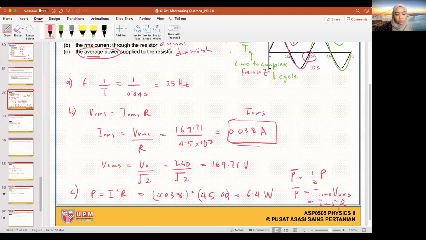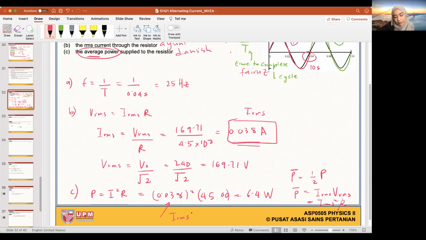So which equation did you use to find the average power? Your answer is correct, but this equation is wrong. So which equation should you use? 1/2 P. Do you want to use this one? Okay, but yes, this 0.038 of yours is IRMS. This value is IRMS.